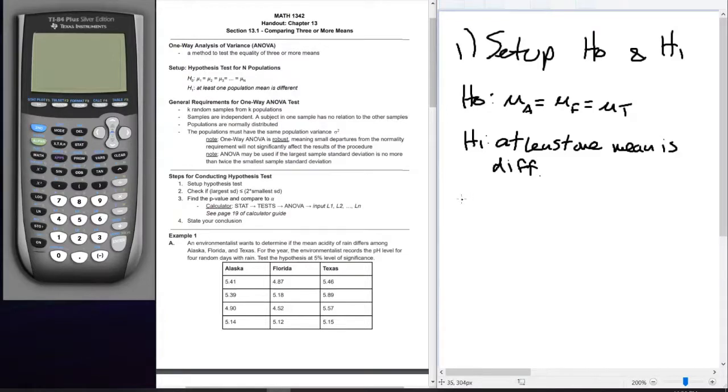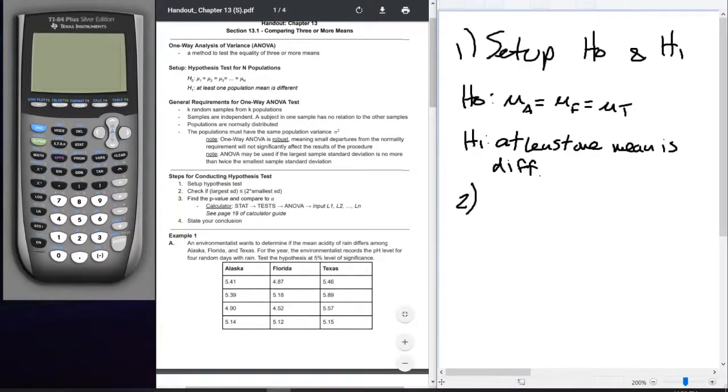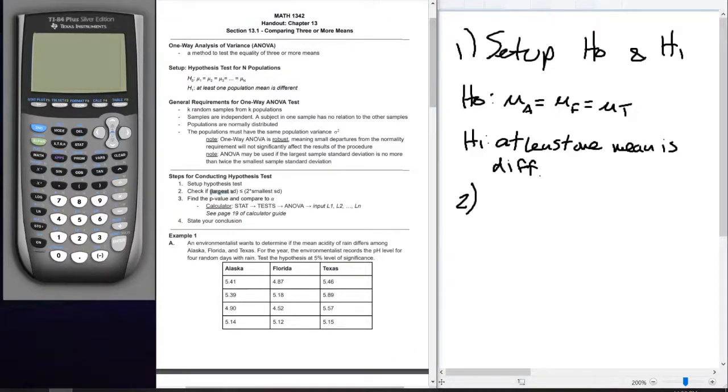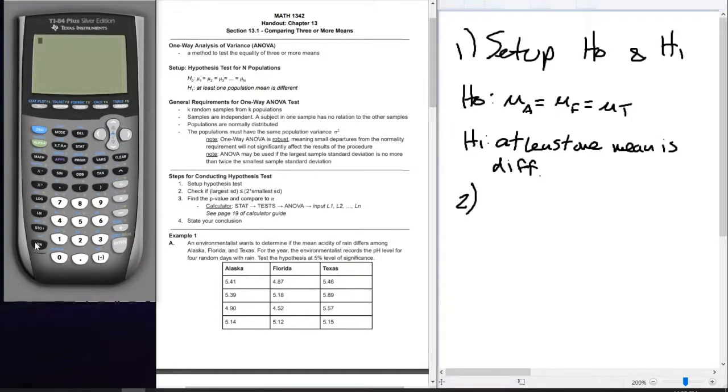Now, there is a condition other than the general requirements that we found in the handout here. ANOVA testing will only work when this inequality is satisfied right here. So when the largest standard deviation is less than 2 times the smallest standard deviation, we can proceed with this ANOVA test.